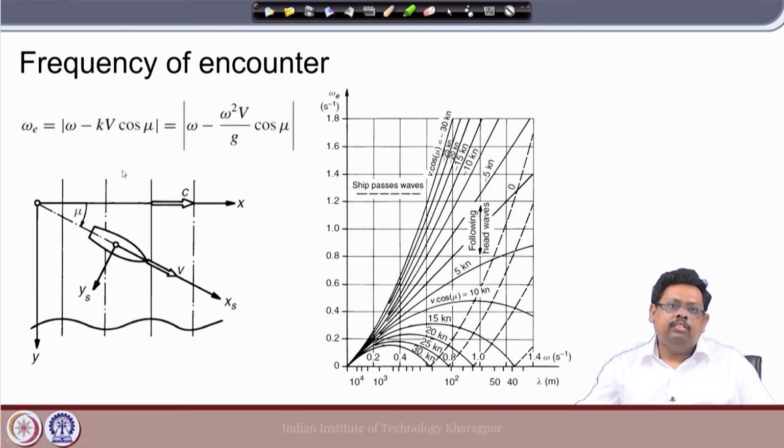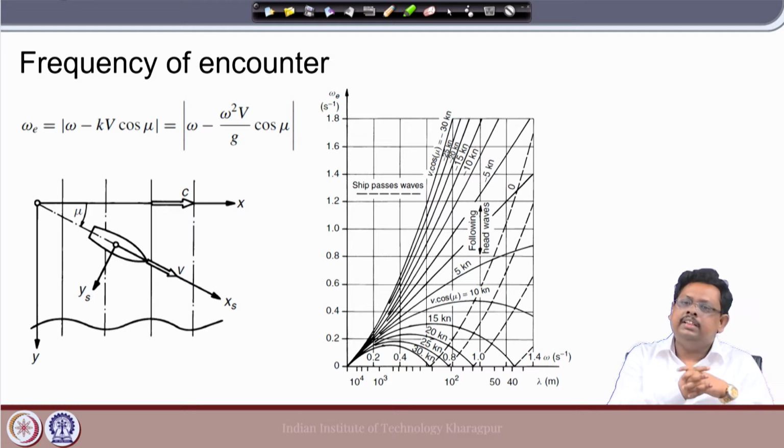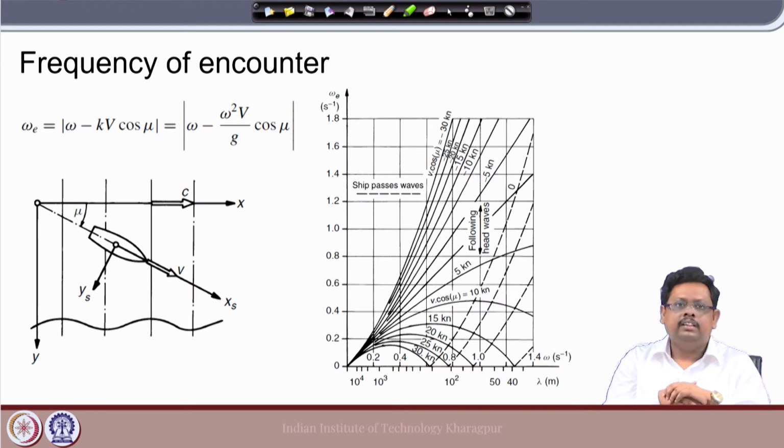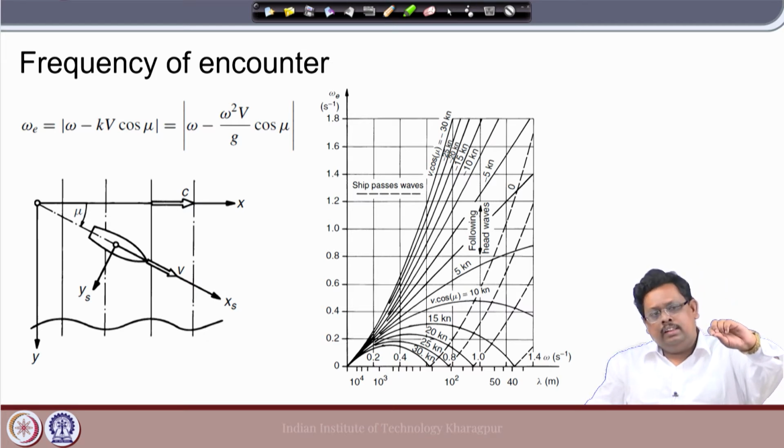However, if the ship has some velocity, then omega e equals omega minus omega square v by g cos mu. This is the standard way of getting the encounter frequency, a very standard formula. We also discussed in the last class how to achieve this. So, here omega e is different from omega. Now, what is omega e?